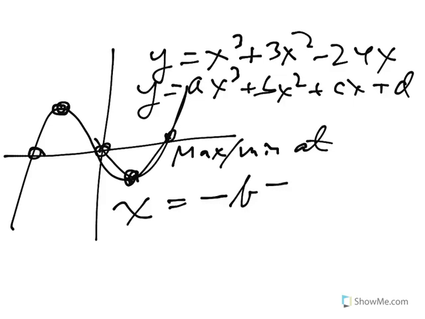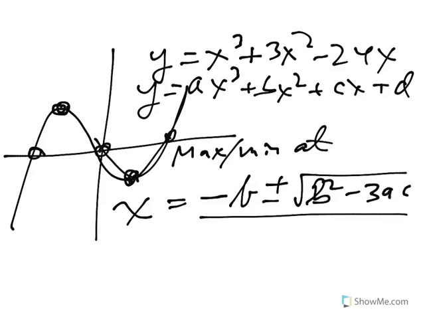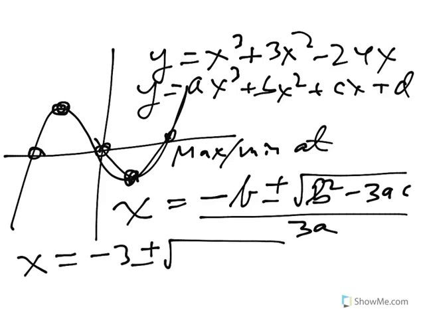It's negative b plus or minus the square root of b squared. Looks like the quadratic formula, but it has a 3 here, minus 3ac, over 3a. So that's a weird formula. It's like someone forgot the quadratic formula, but that is the formula. So when I apply it to this situation, I get negative 3 plus or minus the square root of 9 minus, ends up being plus 72, over 3. That becomes 81. That becomes 9. So negative 3 plus or minus 9 over 3.